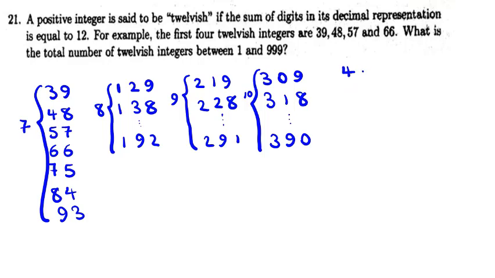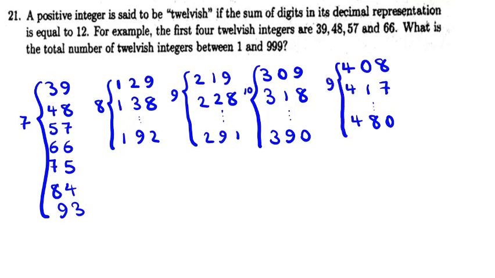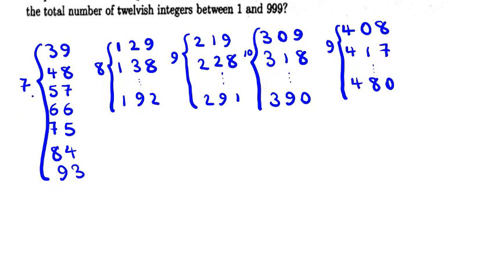Now the next one. 4, if you want to reach 12, the other digits should sum to 8, then 4, 1, 7. You go until 4, 8, 0. For 9, you can't have 9, because 4 plus 9 will be 13 and greater than 12. So here 9 cases we have. Now here, look, 7, 8, 9. It is increasing to 10, then it will be decreased, 9.